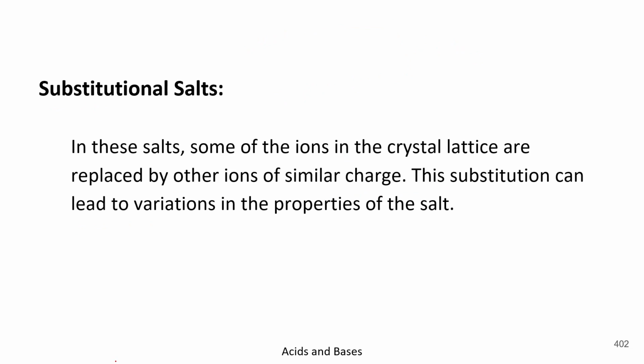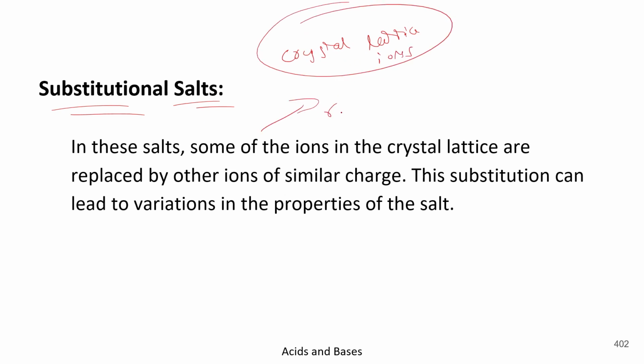Thereafter, the last one is the substitutional salt. Basically, in this salt, some of the ions in the crystal lattice are replaced by other ions of similar charge. So the crystal lattice ions of this salt will be replaced, but the one which replaces them must have a similar charge. If it has a similar charge, then only it will be able to replace it.